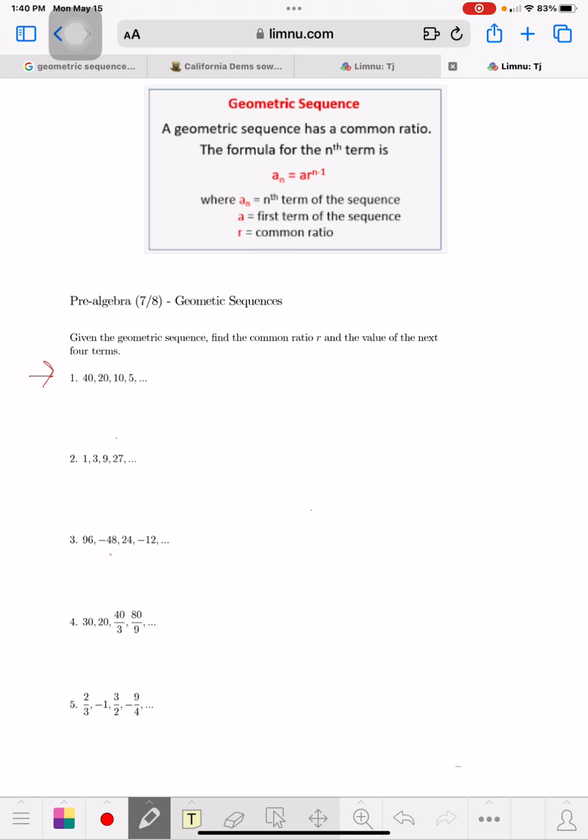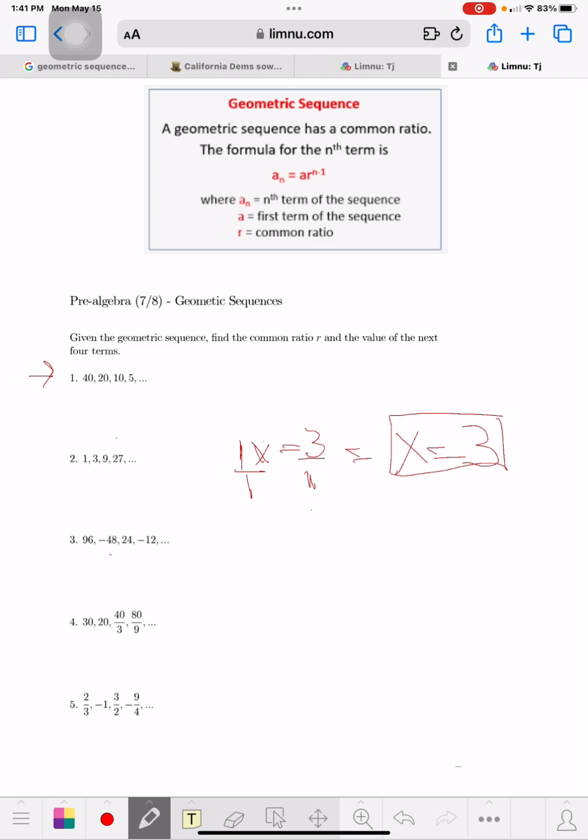So how did they determine it was 0.5? Or look at the next one: 1 to 3 to 9 to 27. How did they determine this? They used a simple formula that we've used before. So 1x equals 3. What did they multiply 1 times to get 3? Let's solve for x. We divide both sides by 1. x equals 3.